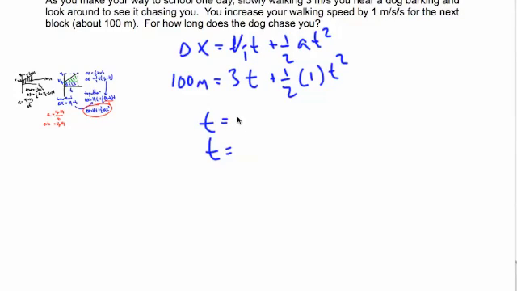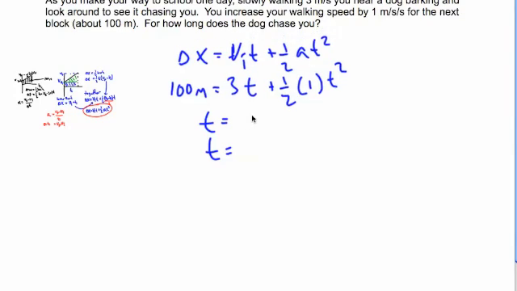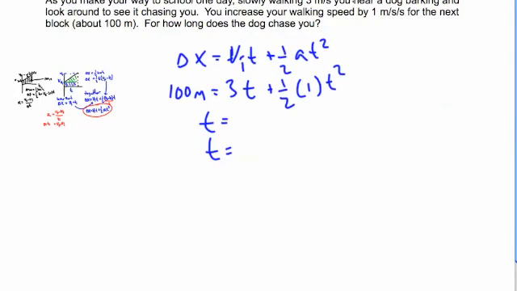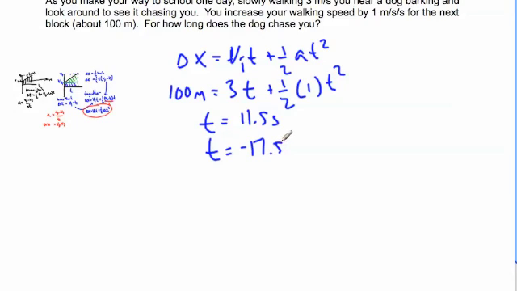After using the quadratic formula, you get either about 11.5 seconds or negative 17.5 seconds. Of course, time can't be negative, so that makes it obvious that the correct answer is 11.5 seconds. And that's how you use the displacement formula to solve this particular problem.